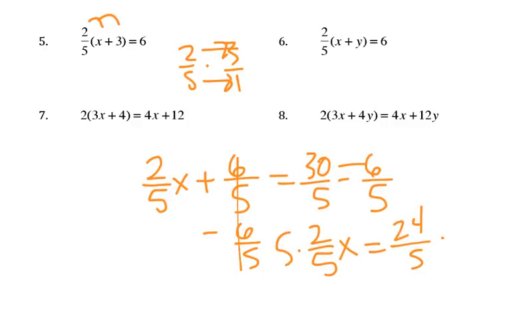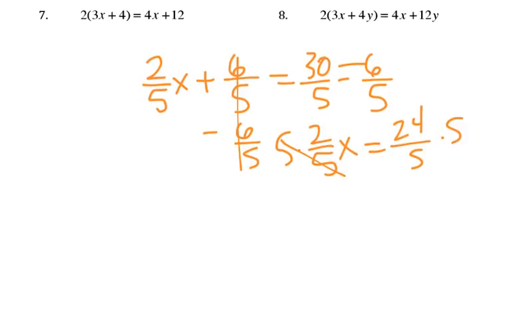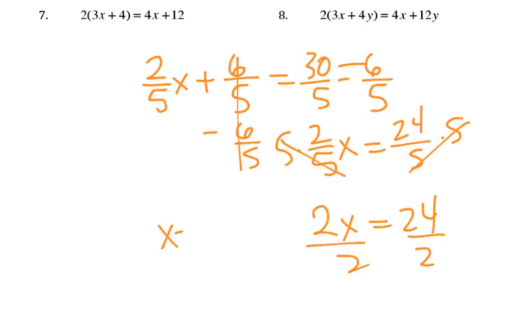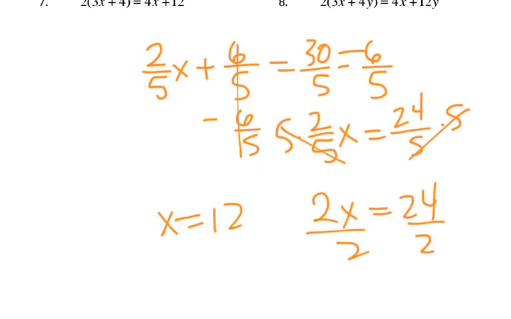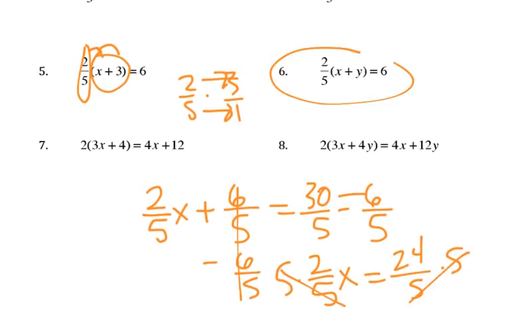Times both sides by 5, those eliminate, and get 2x equals 24, divide by 2, x would equal 12. I like, because this whole thing is multiplied, that whole thing, we can do it the way I did it first, and I like that way better, personally. But this way would work, and you could do it the same way for this one.